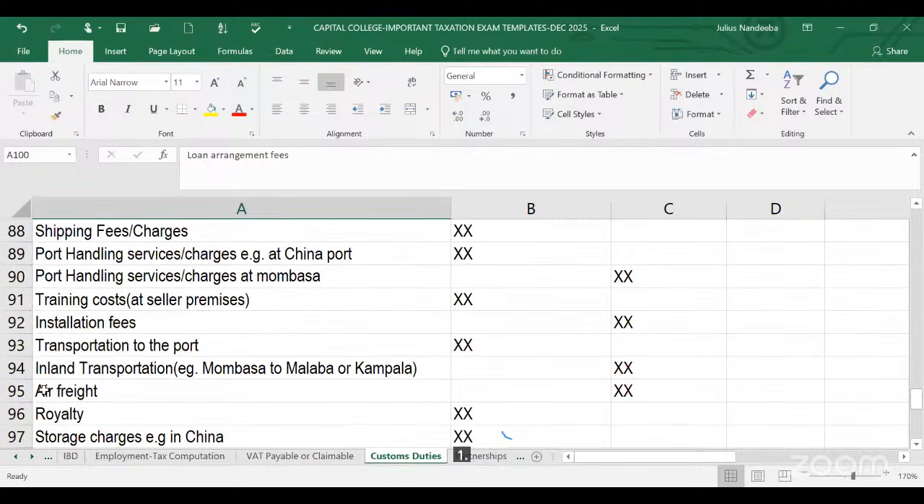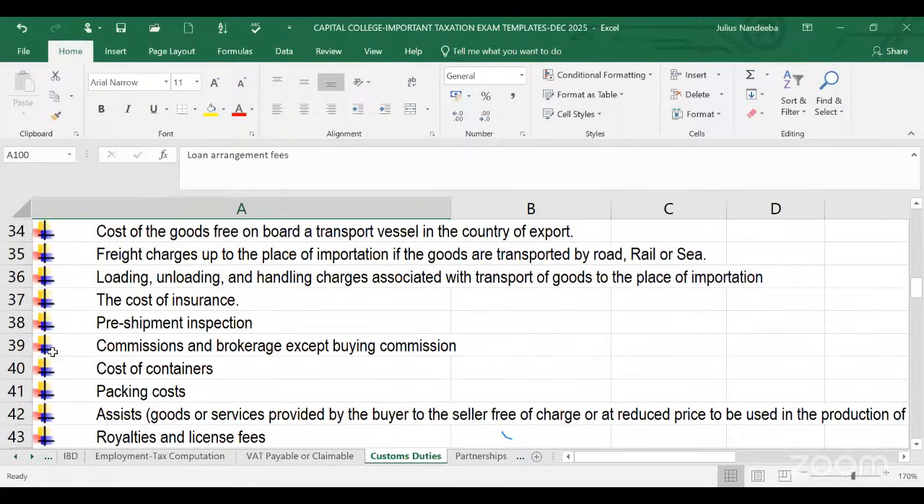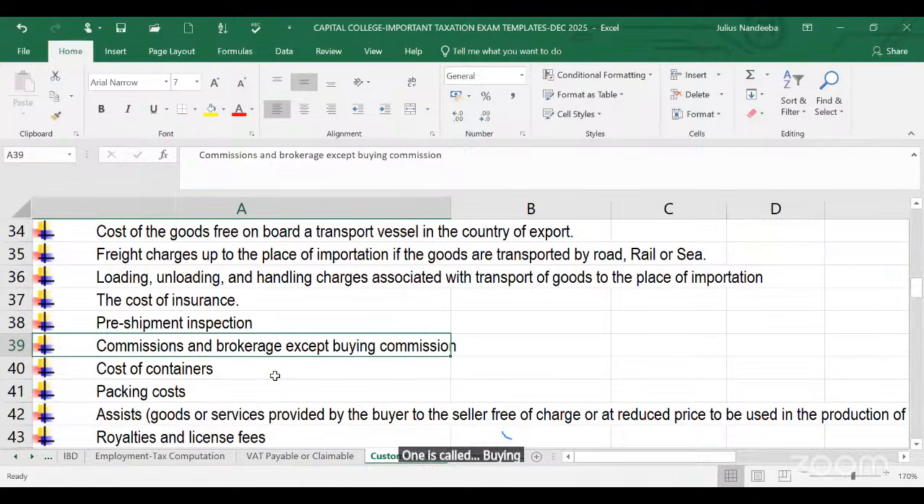Then there are two things that you must remember. One is called buying or selling commission.